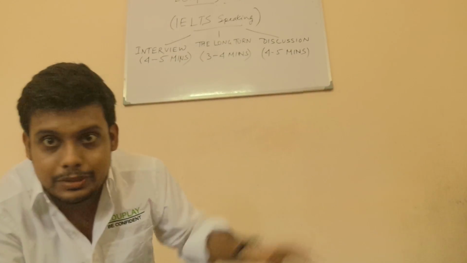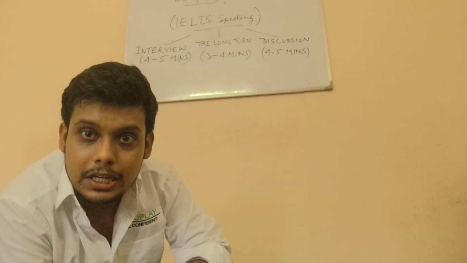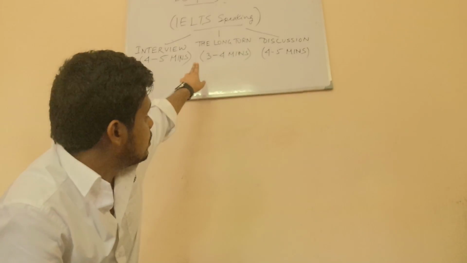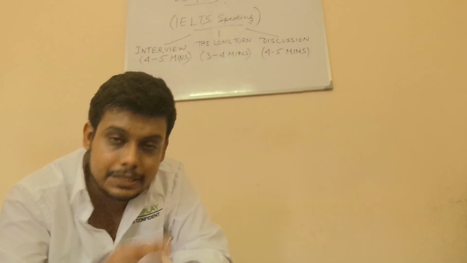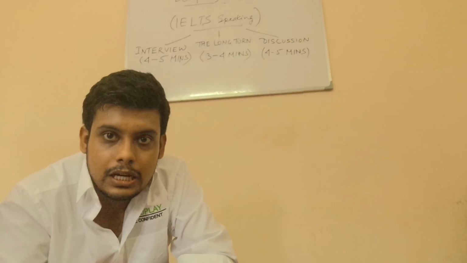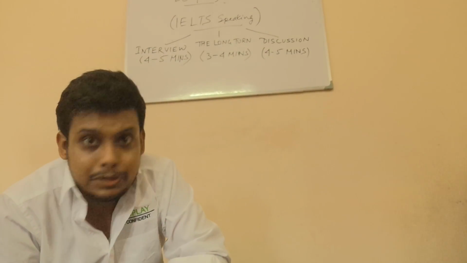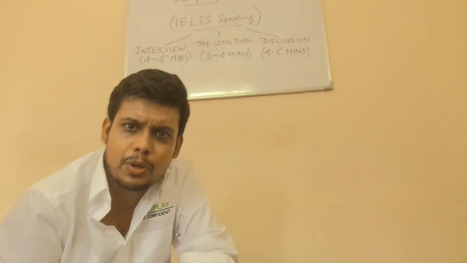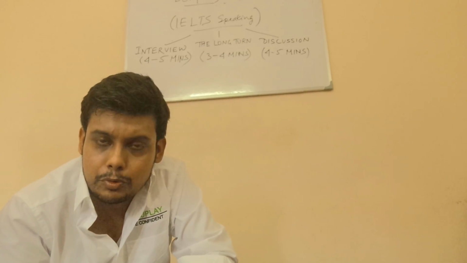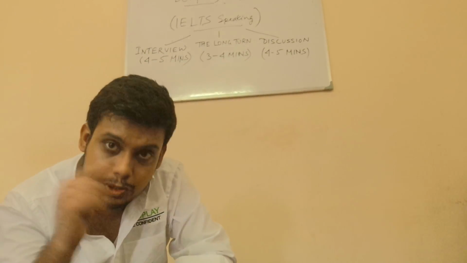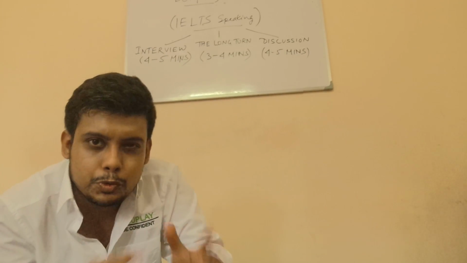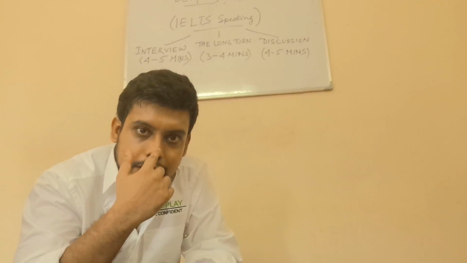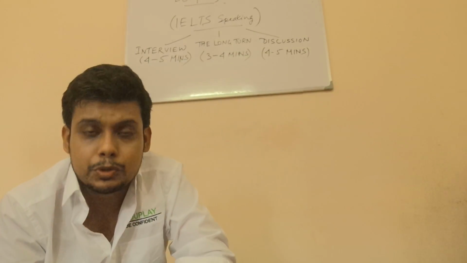After getting over with this interview phase, you move on to what we call the long turn phase, which will take another 3 to 4 minutes. Here, the interviewer will give you one cue card. We call it a cue card, or question card, where there will be a statement like the sports you enjoy the most, or maybe the color you love the most, and a few sub points based on which you need to speak for around 2 to 3 minutes. Once he gives you the cue card, you'll get 1 minute to think.